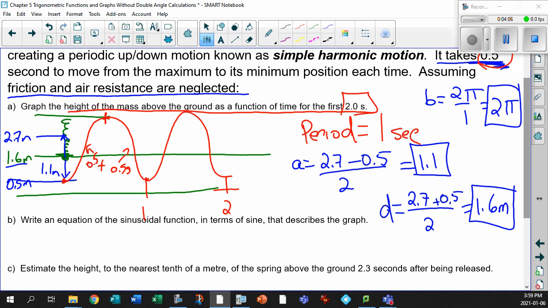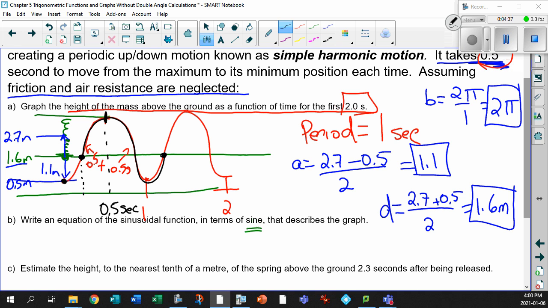But now we got to figure out the C value because it says write an equation of the sinusoidal function in terms of sine. Okay, so remember what we're trying to do here. We're going from here up to its maximum, down to its minimum, and back to normal here. So we have to figure out what that shift was. Okay, so let's start being smart. You know you went from its lowest point to its highest point in exactly 0.5 seconds.